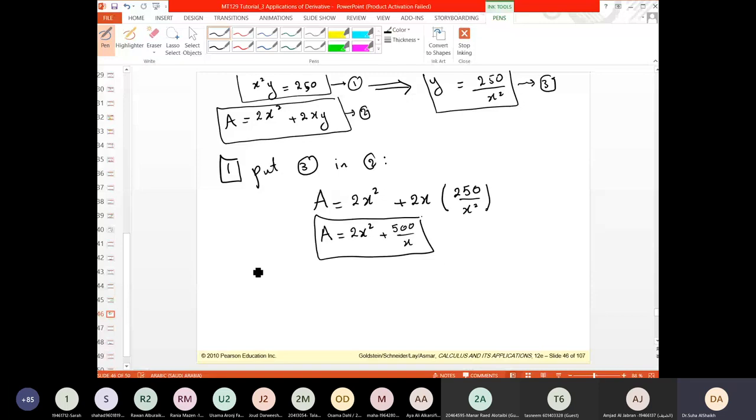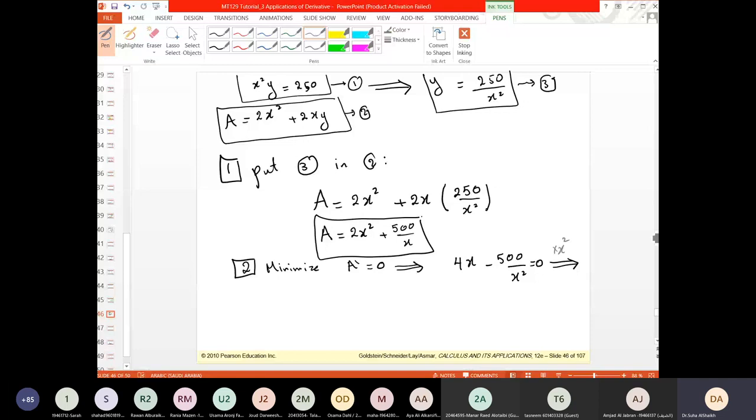Step number 2, we will minimize by letting A dash equal to 0. Find the derivative. A dash is 4x minus 500 over x squared equal to 0. How can I solve such a thing? I multiply the whole equation by x squared, right? To cancel the x squared that I have at the bottom. Yeah, you are correct, Maryam.